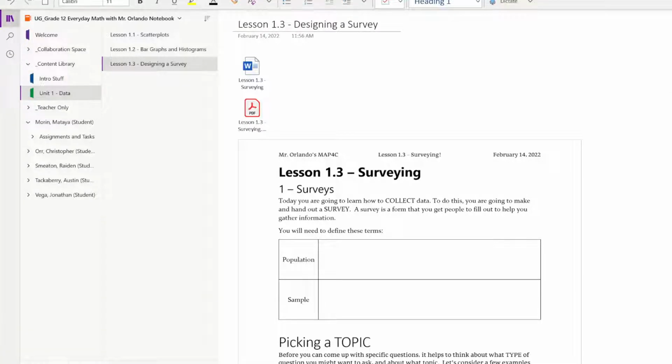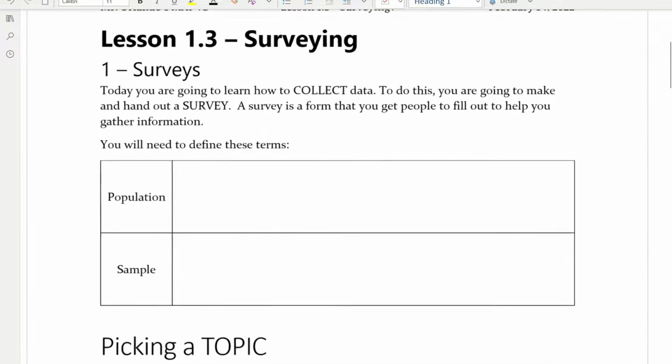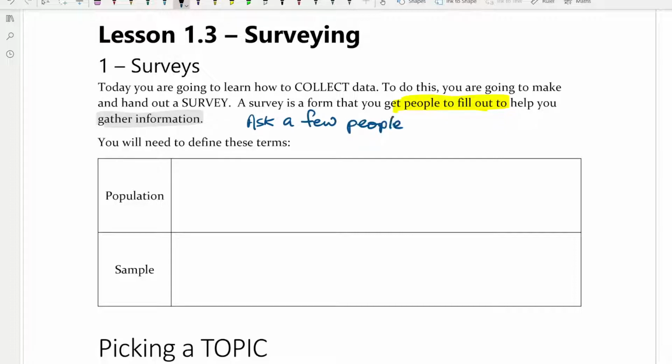So here's the note you've got in front of you, surveying. And the basic idea of a survey is this. When you are making a survey, you get people to fill it out, and it helps you gather information. Basically, we ask a few people to learn what a bigger group of people think.